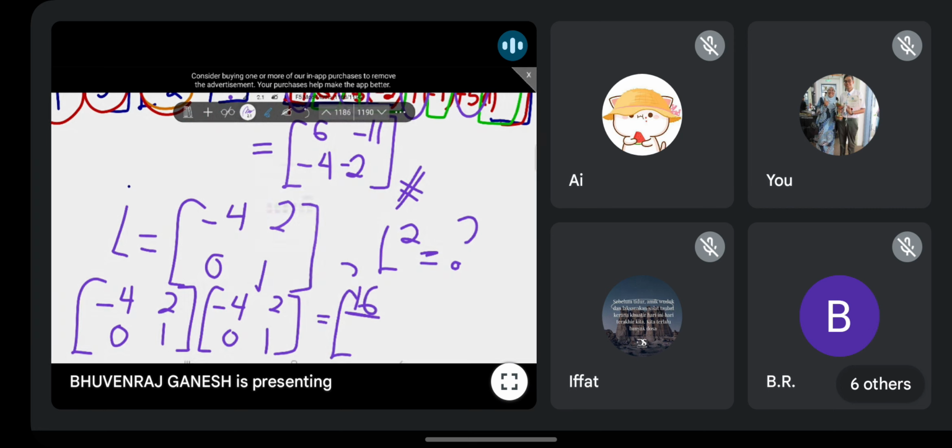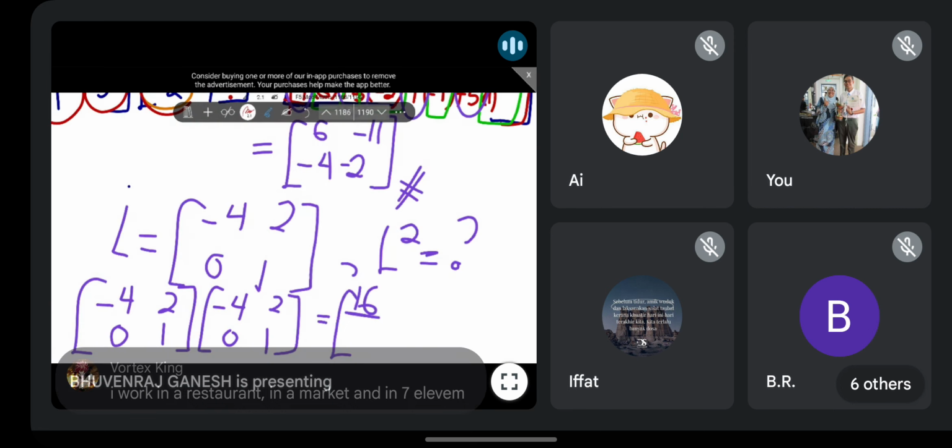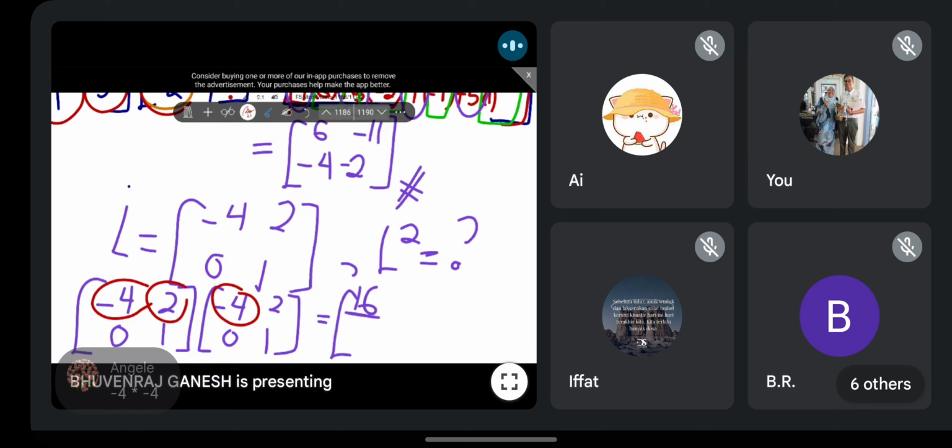Okay. So basically, how you do it? You will take negative 4 times negative 4 plus 2 times 0. So 2 times 0 is 0. So negative 4 times negative 4, you get 16. Okay, correct. So second one. Can anyone tell me what will be the second element?